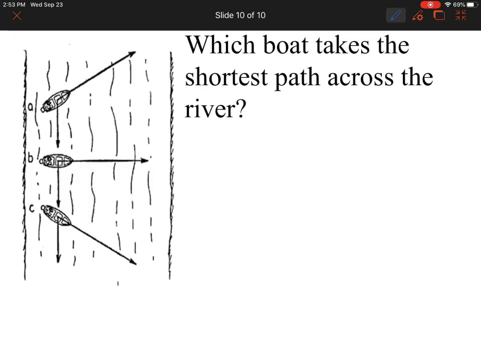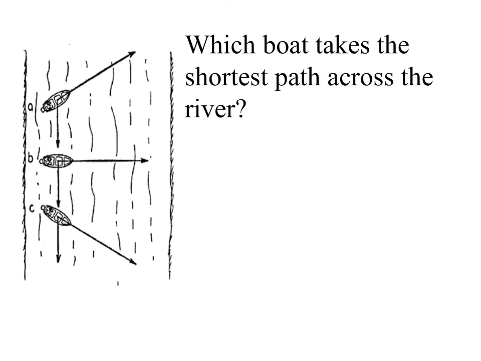One more. Which boat takes the shortest path along the river? Okay, so I want to turn these into vectors. We have the directions that it's heading and then the current. So in A, the velocity of the boat is going this way and the current is going down. So what is the velocity relative to the shore in this case? Looks like it's pretty much going right across the river, doesn't it? So that's the total velocity. So to me, it looks like that's probably going to be the shortest path.